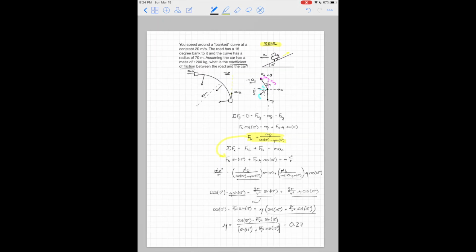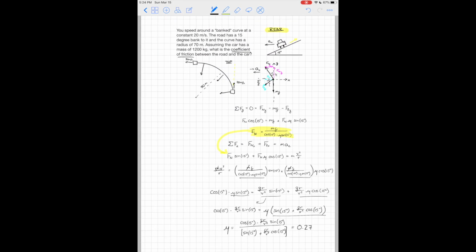So this was a messy problem, and I warned us about that. Banked curves are kind of messy, in part because we have to break up a lot more of our forces into x and y components than in a normal banked problem. But that's because our centripetal acceleration really is horizontal. It's in the x direction, not in some x prime direction as we've drawn it. And really it's the r direction, not an r prime direction.